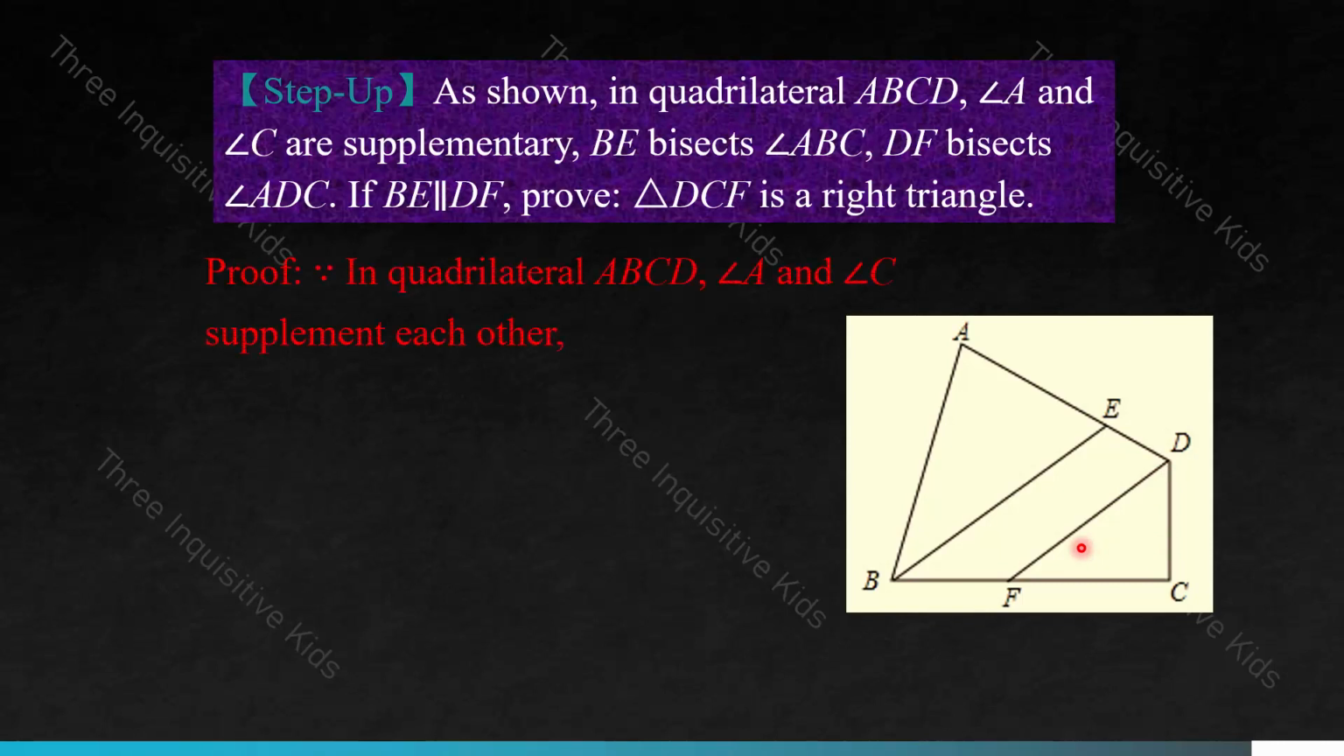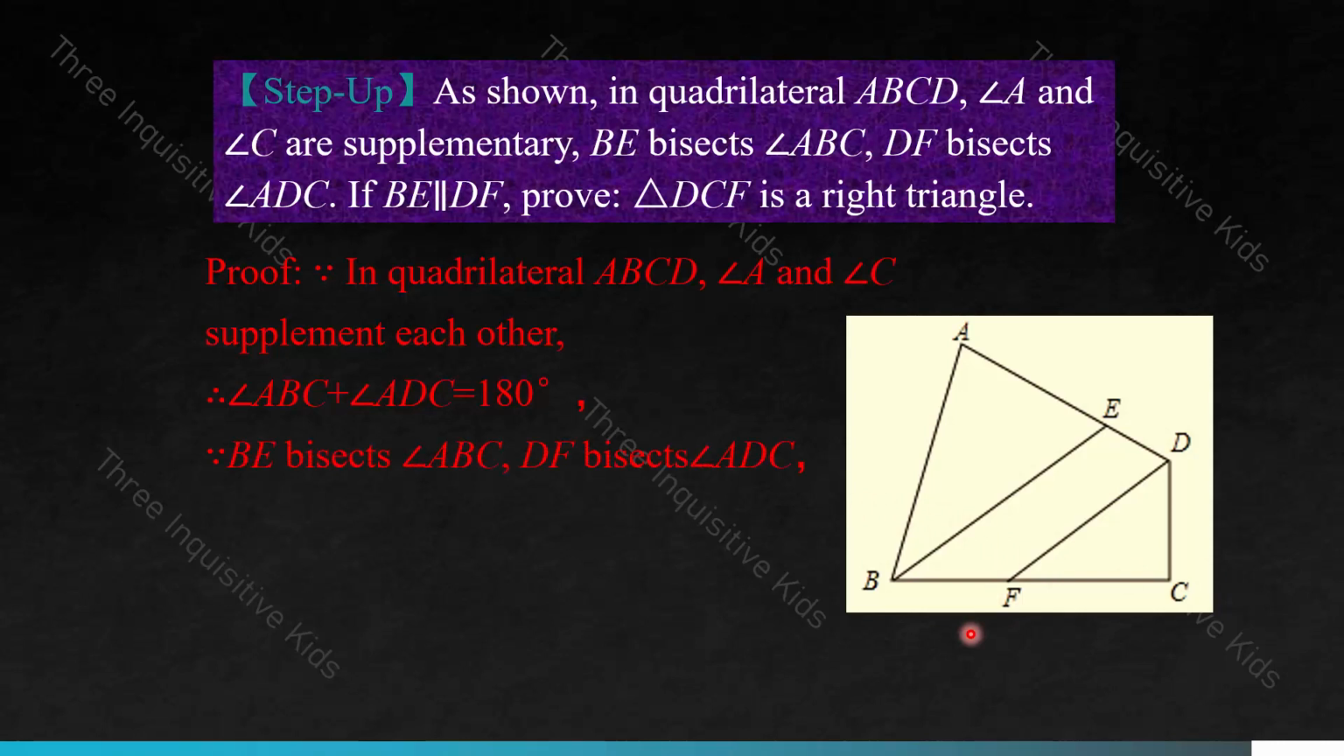Alright, so there's multiple steps to this. Here's our proving process. In quadrilateral ABCD, angles A and C supplement each other. So we know that angles ABC and ADC supplement each other as well. Added together, they form 180 degrees. And we know this because in a quadrilateral, remember that's what we just went over, when one set of opposite angles supplement each other, the other set must also supplement each other.